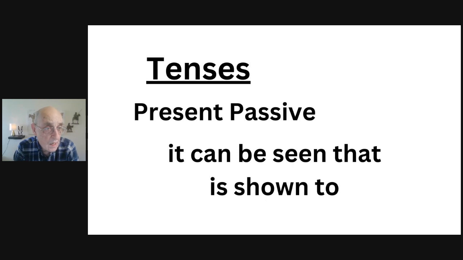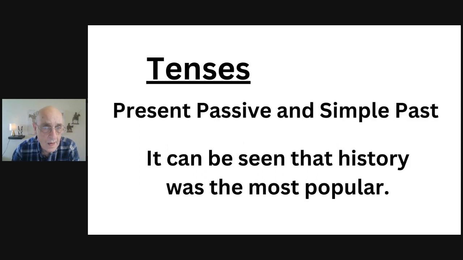And one of the other things that will happen is using present passive, even though you're describing something that's in the past. And so we combine present passive with simple past. So if we were looking at a chart that described different topics in university, we could combine present passive, it can be seen that, and then we use simple past. It can be seen that history was the most popular. And this is a very common combination that you can use in writing task 1.